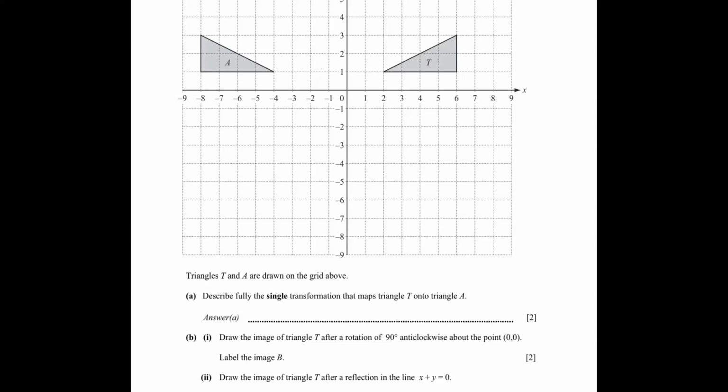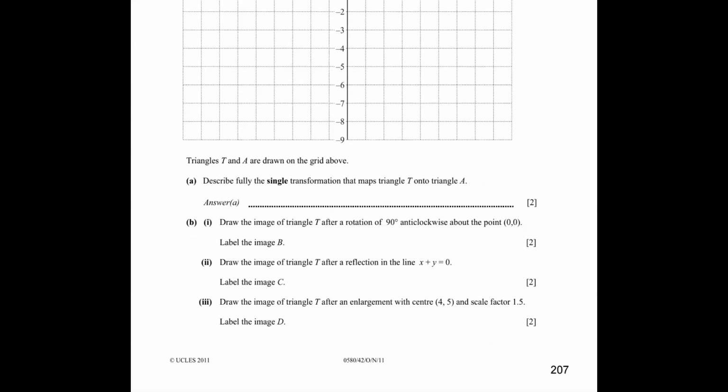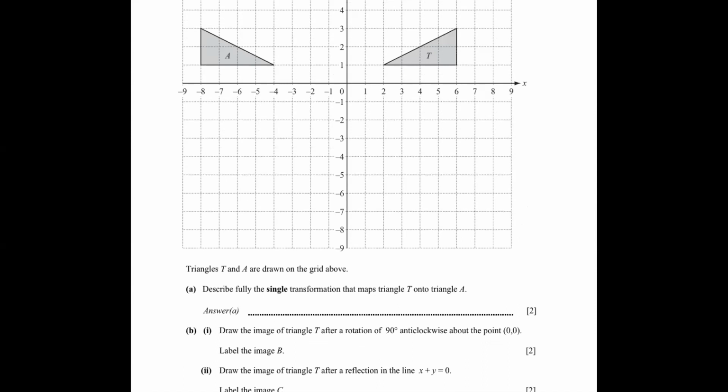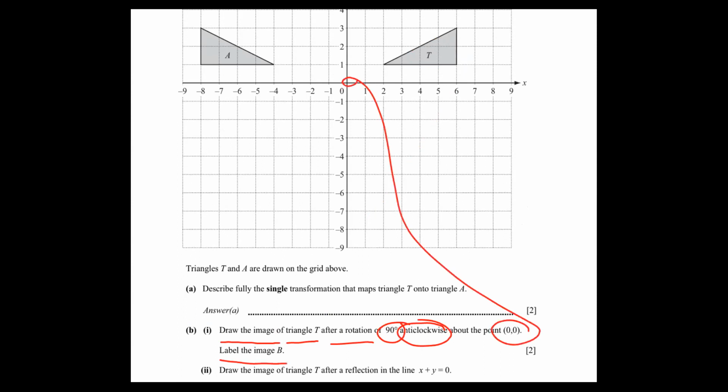Now, student, I'm going to start a question. This is a question paper. It came in October 11, 42 variant, okay? And I'm doing only rotation from here. I'm discussing now one point, point B. He said, draw the image of triangle T. Triangle T is here. And I want to do rotation 90 degree anti-clockwise, center 0, 0, called the origin, all of you know, and label it B, he said.